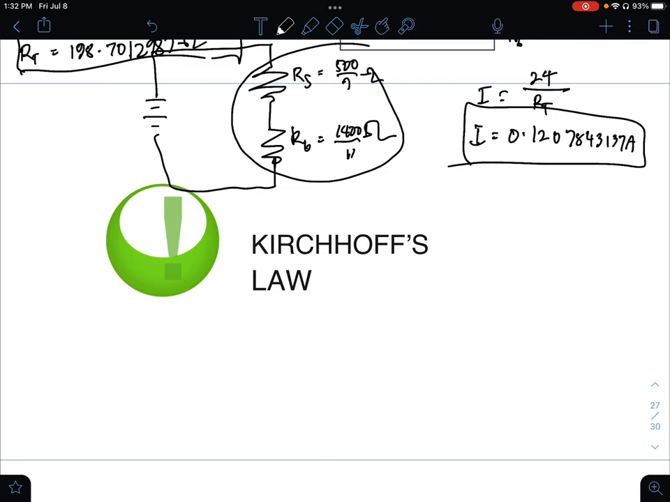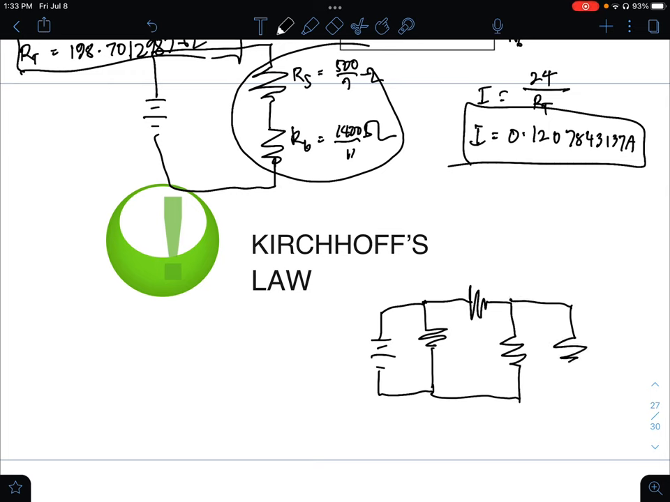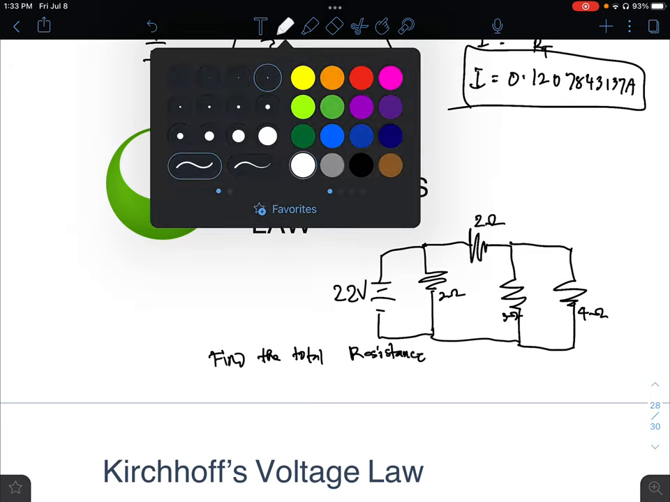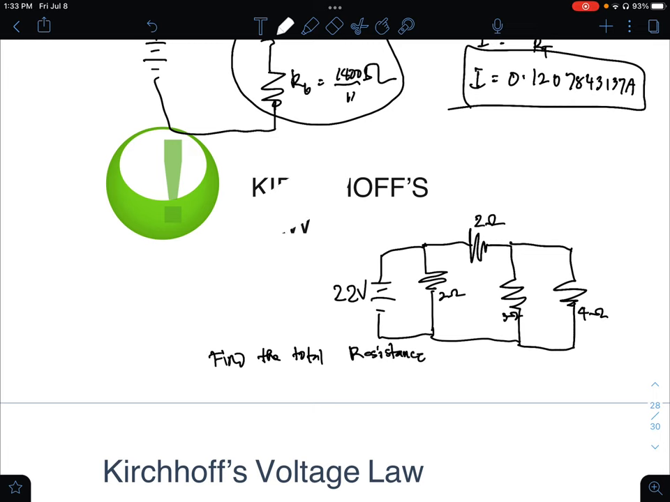Okay, let's try another example. I will give you another one. Okay, say this is 22 volts. All right, this is 2 ohms, this is 3 ohms, this is 4 ohms, and this is 2 ohms. That first. Okay, so find the total resistance. Then we will go to Kirchhoff's law, class. So have another example first.